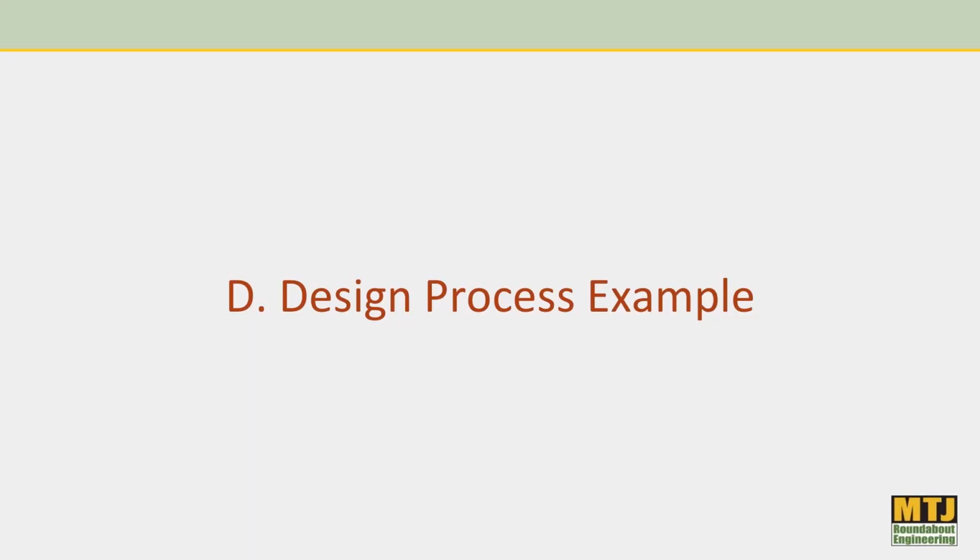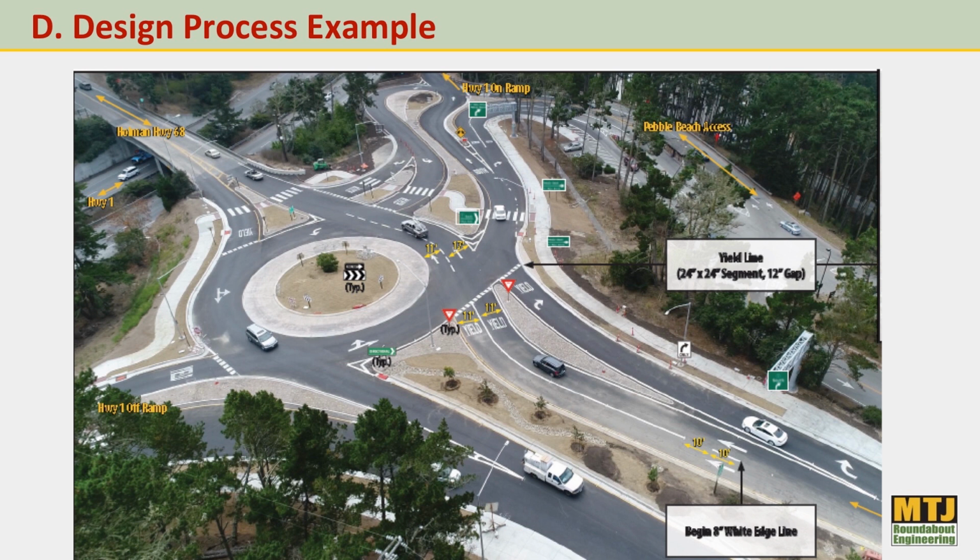Design process example. Here's a project that had multiple agencies and jurisdictions interested: DOT, county, and local. This is an entrance to Pebble Beach Golf Course. It's an interchange ramp, and one of the primary ways into the peninsula of Monterey. So there's a lot of tourism and directional information.